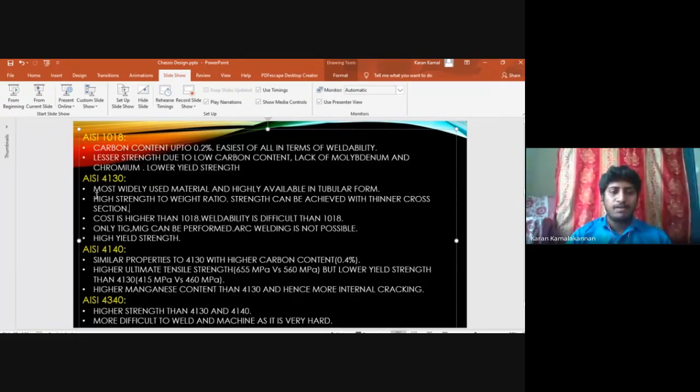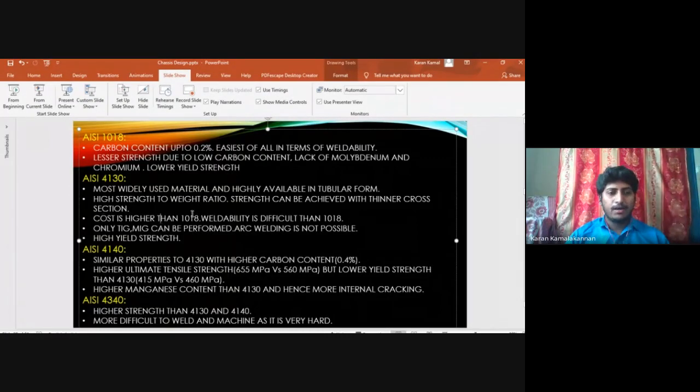Next comes the 4130. It is the most widely used material and highly available in the market in tubular form. Most teams would prefer 4130 over the other three, because it has the highest strength to weight ratio. For a lighter weight, we have more strength. That is the explanation here. Strength can be achieved with a thinner cross section, so naturally we can reduce the weight of the frame.